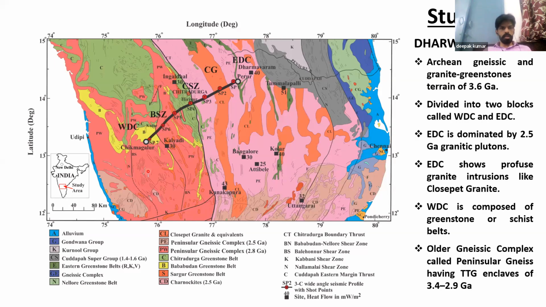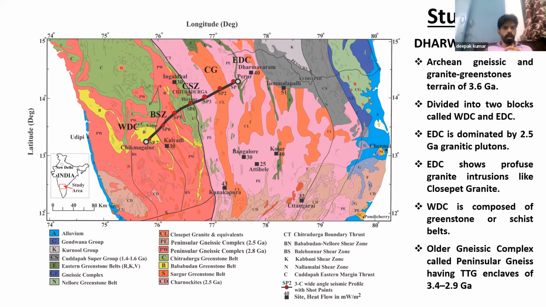This is the profile along which the data has been acquired, and this is the Dharwar craton. It has been divided into WDC, the Western Dharwar craton, and EDC, the Eastern Dharwar craton, and they are separated by this black line, which is a major shear zone. It's called the Chitradurga shear zone, or CSZ, and there is a major batholith exposed on the ground called Closepet granite. You can see how complex the geology is.